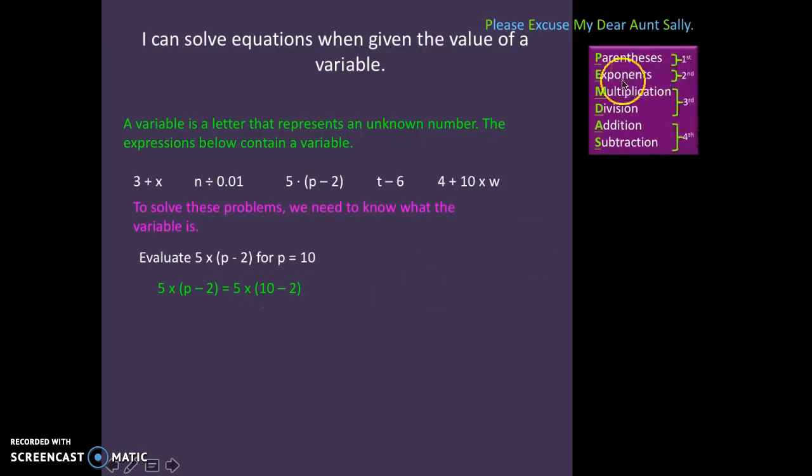So remember, in the order of operations, we need to do what's in parentheses first. So then 10 minus 2 is 8. 5 times 8 equals 40. So we have just solved that.